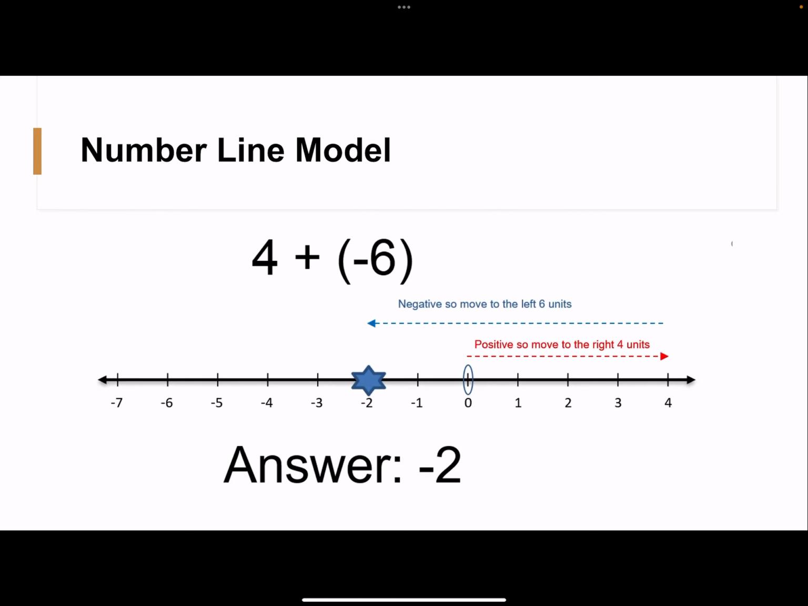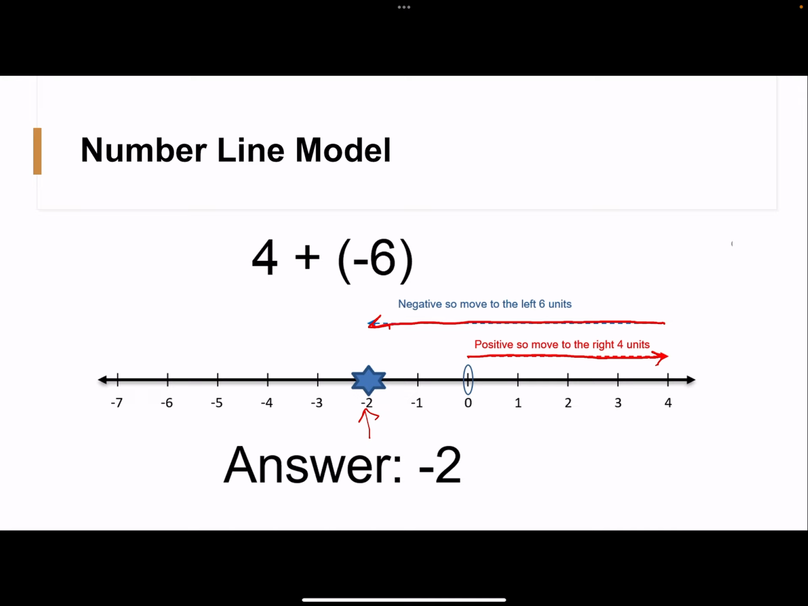Here's an example of how we would actually use the number line model. We're going to go back to that same problem, 4 plus negative 6. So we're going to start at 0 on the number line, and since my number is positive 4, I'm going to move 4 units to the right. I'm going to add negative 6, so this is where I go back 6 units. So I count 6 units back. So here I am. I'm at the negative 2.